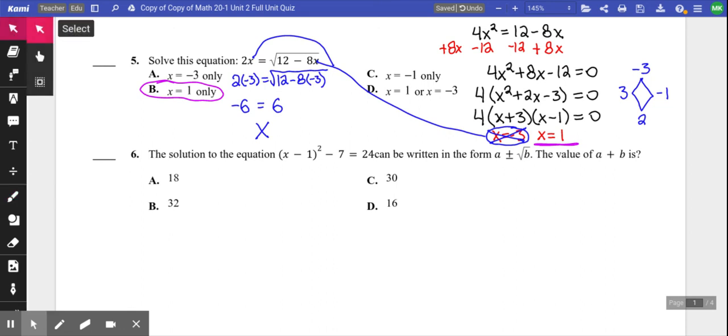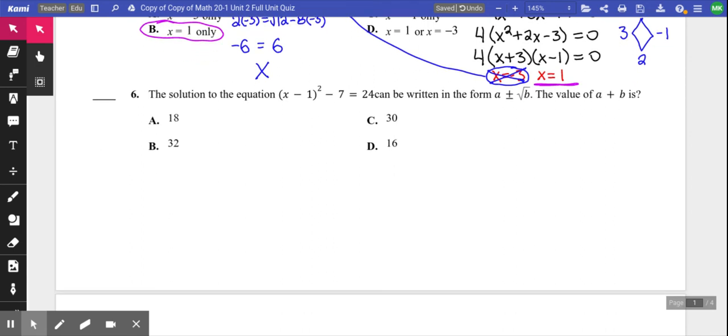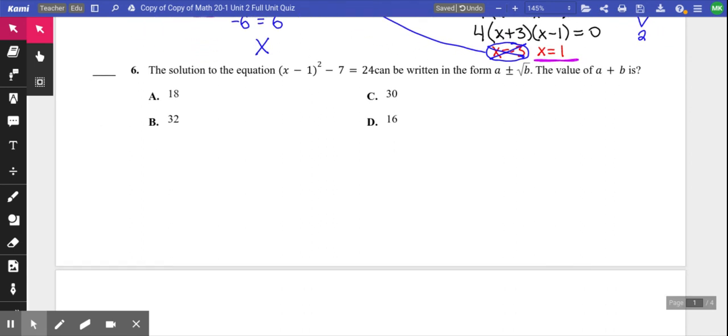Fantastic. Number 6. The solution to the equation, they give you the equation, can be written in the form a plus or minus root b. The value of a plus b is. All right, this question, also another one where people over-calculate what's going on here.